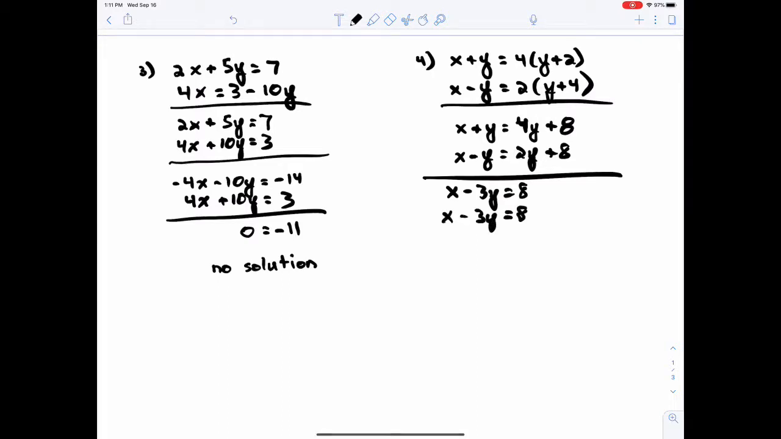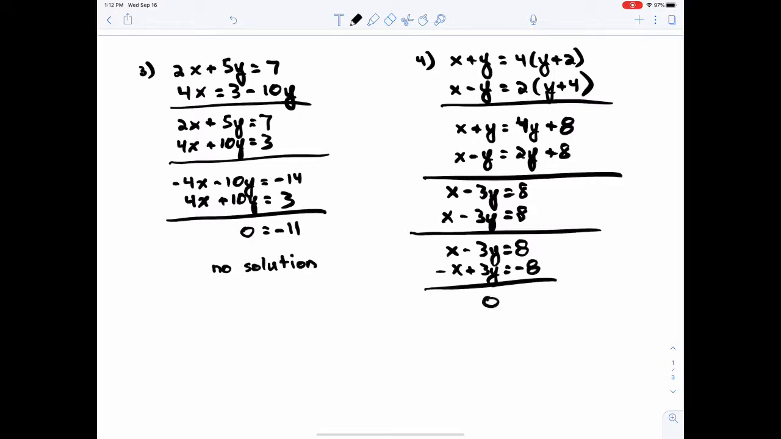Now, at this point, it probably doesn't seem too necessary, but I'm just going to follow the same method. I'm going to get rid of the x. I'm going to multiply the bottom by negative 1. And what do you get? You get 0 equals 0.